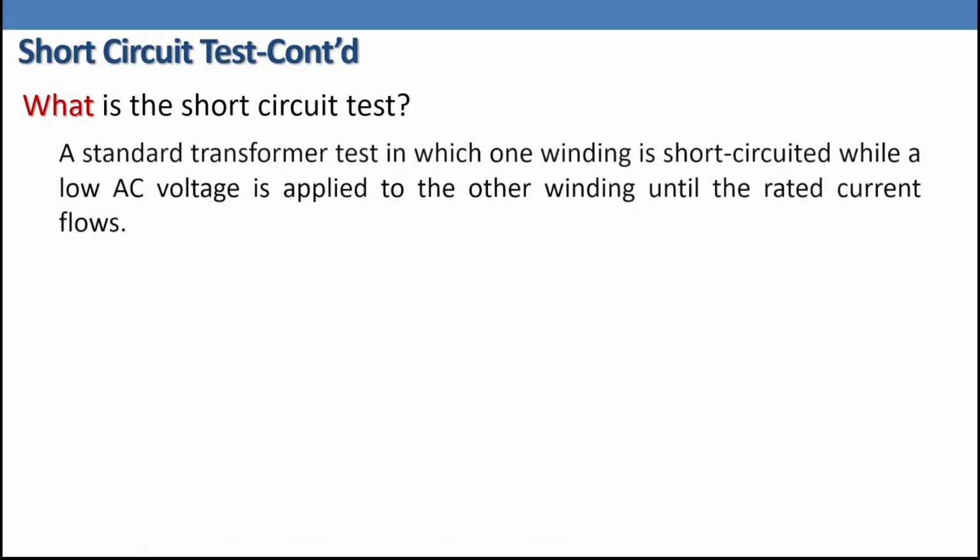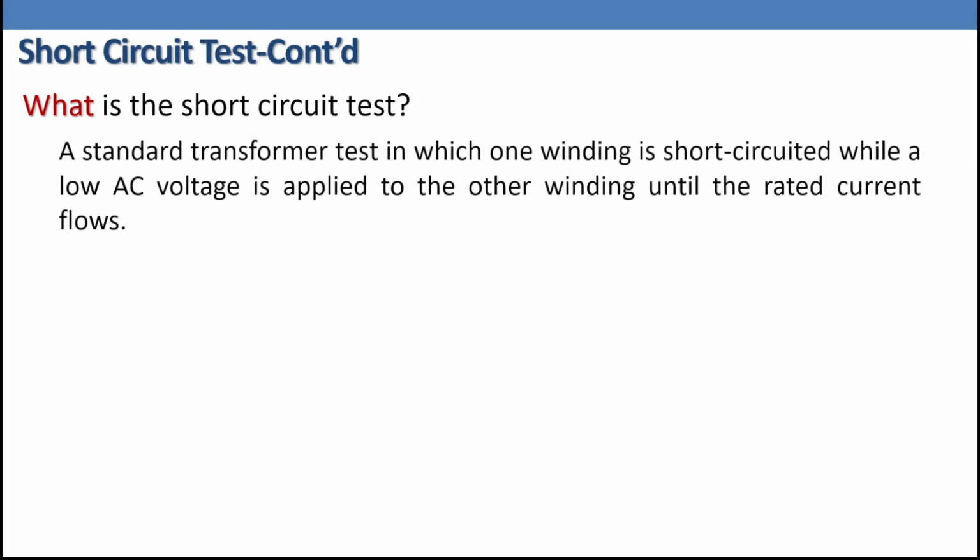Let's begin by understanding what a short circuit test actually is. The short circuit test is a standard test performed on a transformer in which one winding, could be the primary, could be the secondary, is intentionally short-circuited, while a low voltage or reduced AC supply voltage is applied to the other winding. The applied voltage is increased gradually until the transformer carries its rated current. The second question: why do we perform the short circuit test?